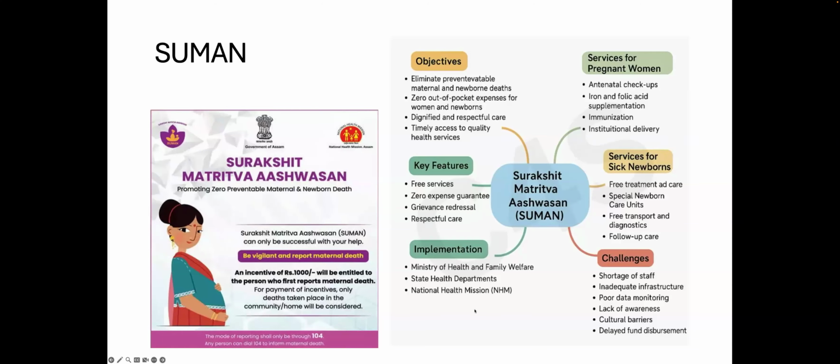So you can see the important objectives are to eliminate all the preventable causes, zero out all the out-of-pocket expenses, and give dignified and respectful care. So this dignified and respectful care also is very important. It gives a high satisfaction index to the people coming to government hospitals, and timely access and quality of health services. The key features are a lot of free services, zero expense guarantee, grievance redressal, and respectful care.